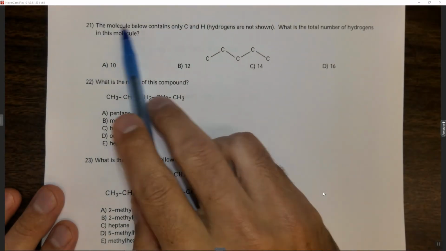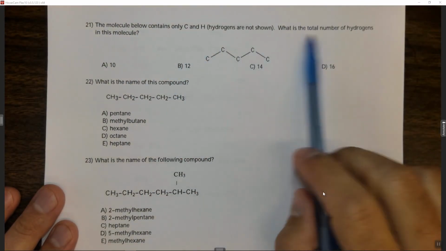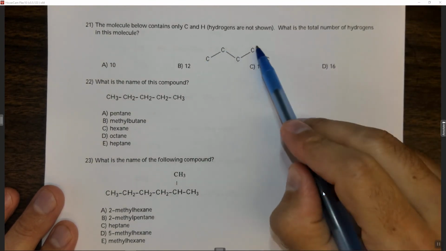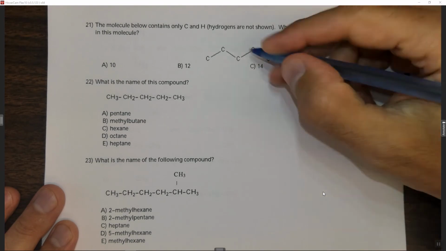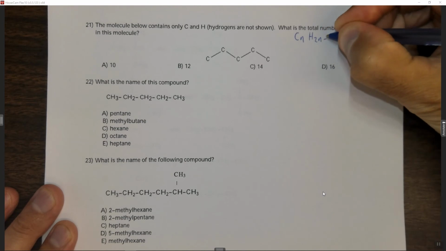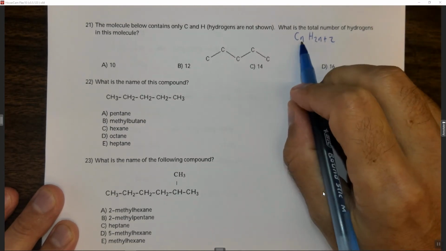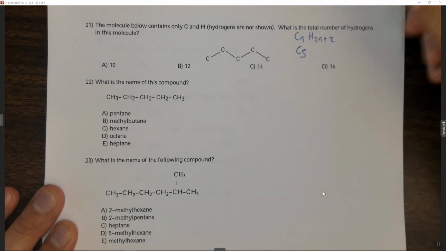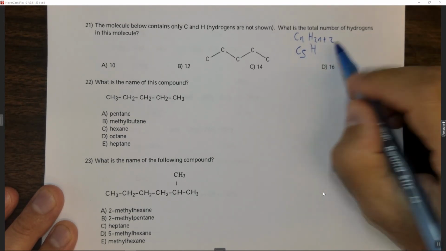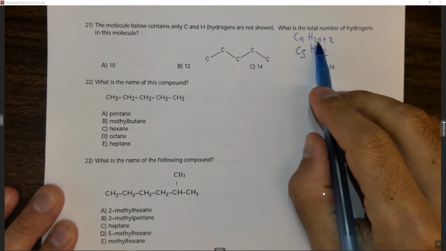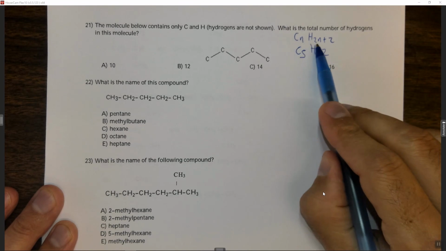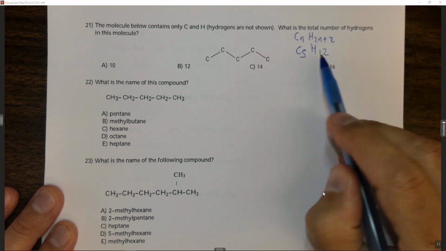Question 21 says, the molecule below contains only carbon and hydrogen. What is the total number of hydrogens on this molecule? So there's 2 ways to do this. The first way is you have 1, 2, 3, 4, 5. Alkanes, and this is an alkane, have the formula CnH2n+2, where n is simply the number of carbons. So in this case, we have C5, which means we have H, 2n plus 2. 2 times 5, which is 10, plus 2, which is 12. So this n is just the number of carbons. Once you count 1, 2, 3, 4, 5, you plug that in, and it's 2 times 5 plus 2, which is 12.